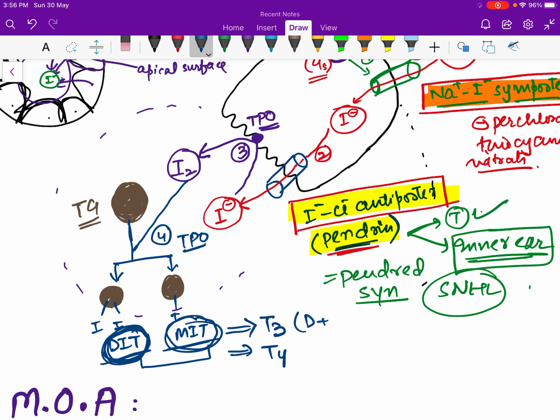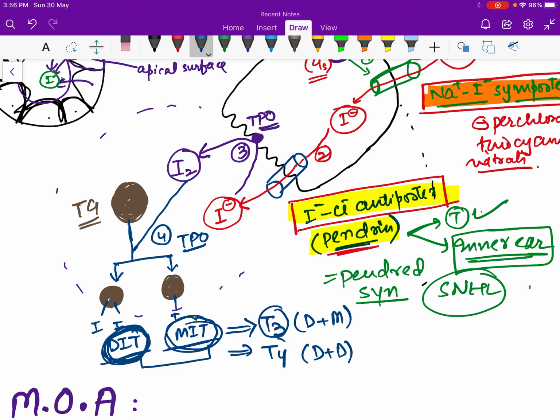So this is diiodotyrosine plus monoiodotyrosine. This is di plus di. So T3 and T4 will be formed. But these T3 and T4 are still attached to these thyroglobulin precursors. They remain stored in the colloid as such. Now this is step number 5, which is called coupling.